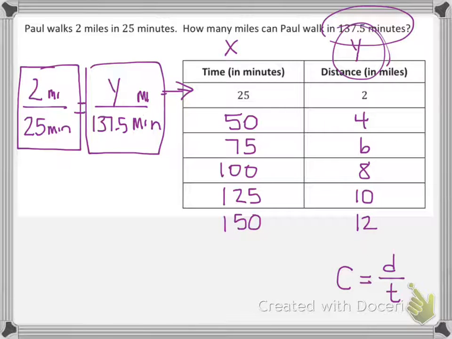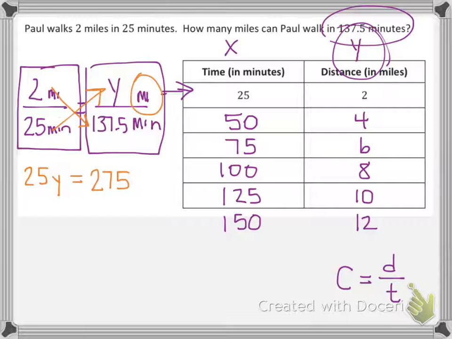And now that we've done this, this should look a little familiar from our last topic where we used means extremes. This is 25 times y, 25y, is equal to 2 times 137.5, which is 275. And now we can solve for y. And when we solve for y, it's going to tell us the number of miles he would go in 137.5 minutes.